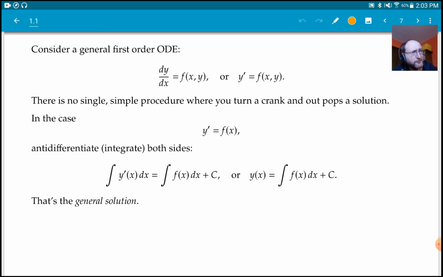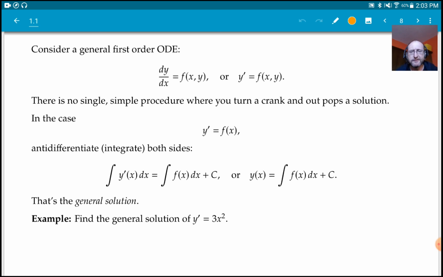As you've seen in calculus, it can be tricky to find this in a nice way, but at least we have a formula for it. So that's the general solution. If you include the plus c, that's the general solution to this equation. That includes all the solutions, and if you have an initial condition, then you can solve for c and get the particular solution that you're interested in.